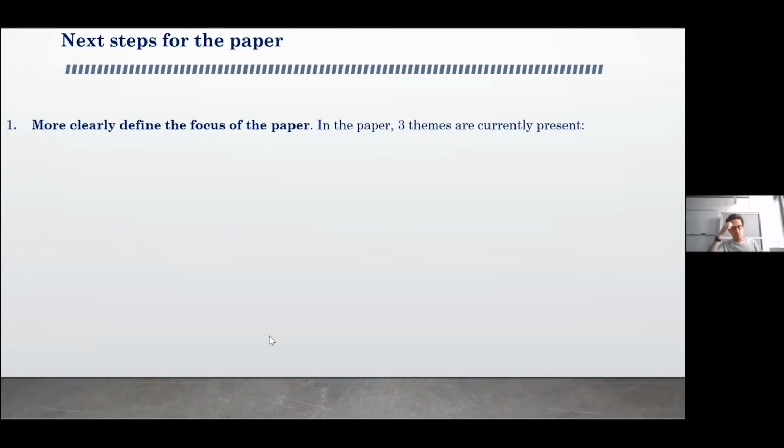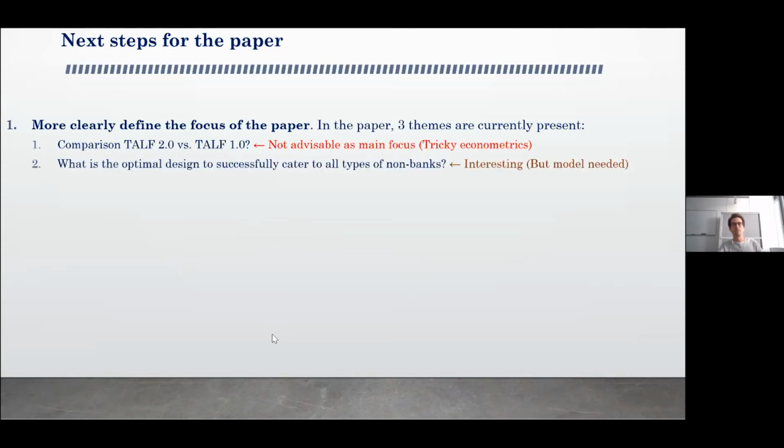First, my main point would be to more clearly define the focus of the paper. For the moment, there are 3 themes currently present in the paper. One is a sort of comparison between TALF 2.0 and TALF 1.0. It's interesting, but I would not advise the authors to make it the main focus of the paper. It would imply some tricky econometrics, and I'm not sure the authors will be able to convince the reader of a good identification strategy.